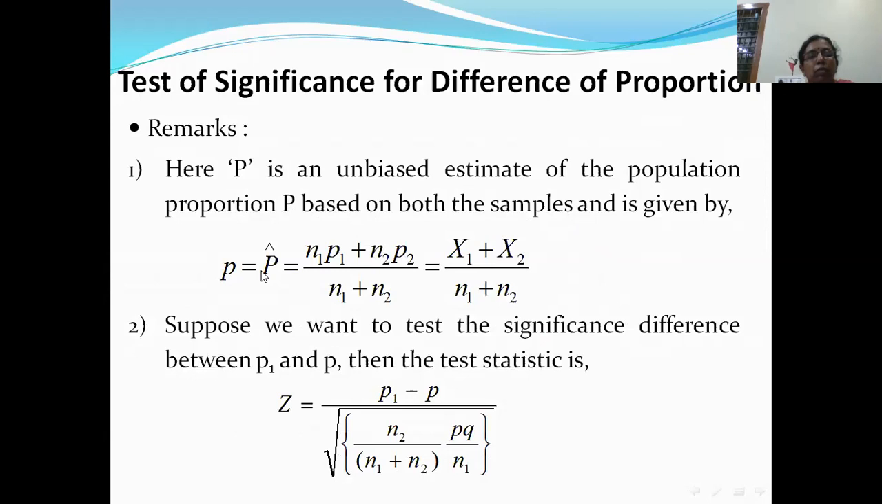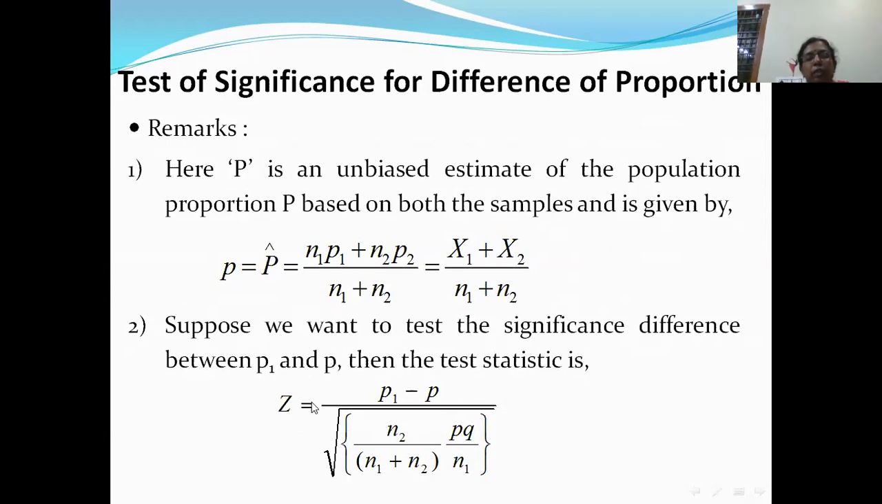So small p is equal to capital P cap, which equals (N1 P1 plus N2 P2) by (N1 plus N2), which is nothing but (X1 plus X2) by (N1 plus N2). So this is called pooled estimate of the population proportion based on the sample proportions. Suppose we want to test the significance difference between small p1 and small p. This small p is nothing but P cap, that is the pooled estimate of the population proportion.